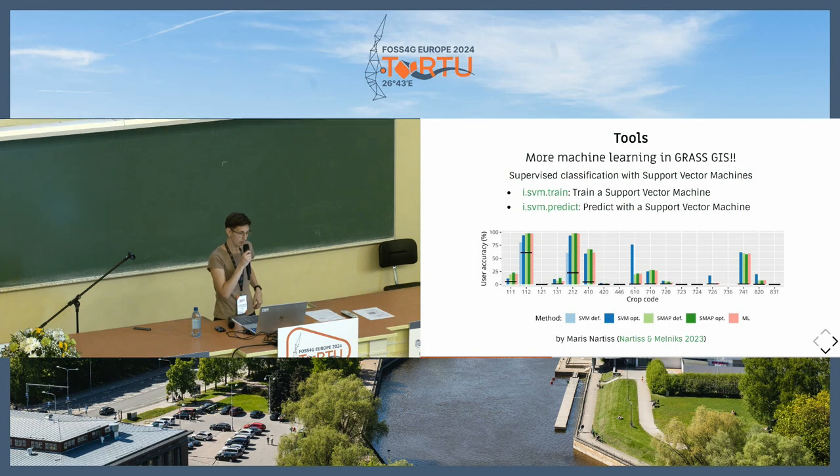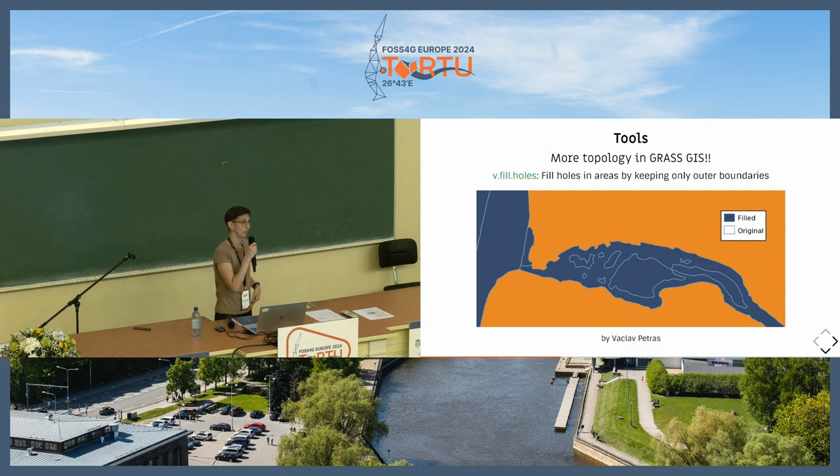So what are the new features in GRASS 8? There's more machine learning in GRASS GIS, thanks to Maris there. So there are new modules for supervised classification with support vector machines, training and predicting. More topology in GRASS GIS. You know, the vector format within GRASS GIS is topological, and there are new tools for topology, for filling holes in this case.